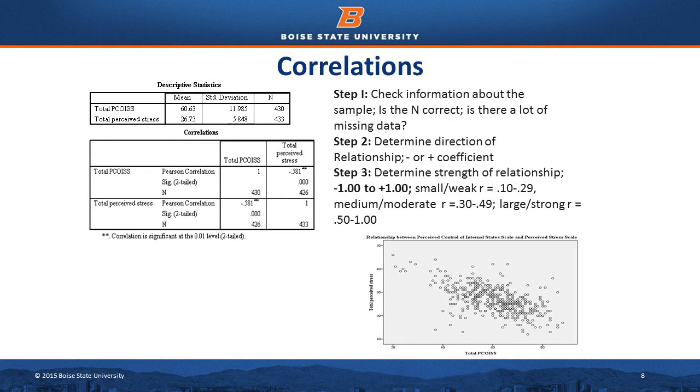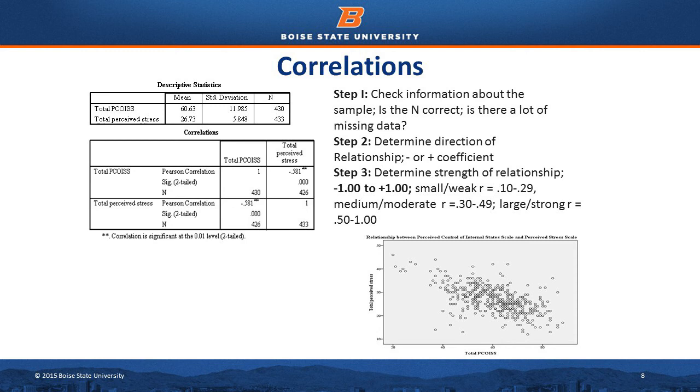Next, we want to determine the direction of the relationship by looking at the value in the cell where the two variables intersect. In this case, it is the upper right cell or the lower left cell. We find a correlation coefficient of negative 0.581, which is a negative coefficient indicating that as one variable increases, the other decreases.